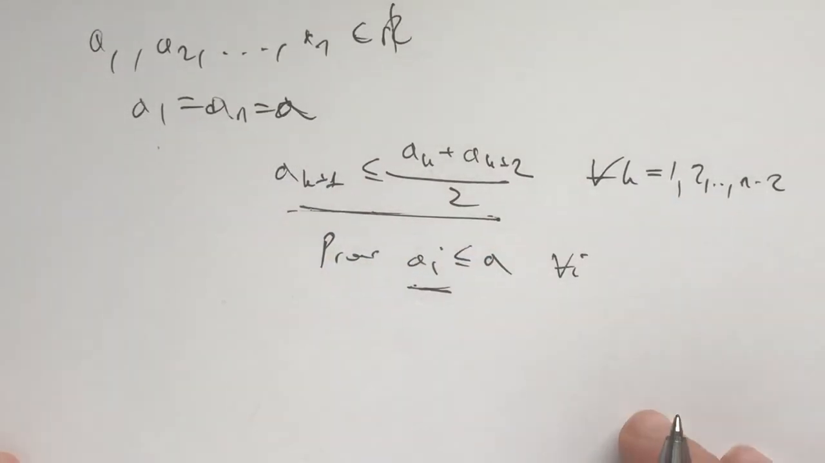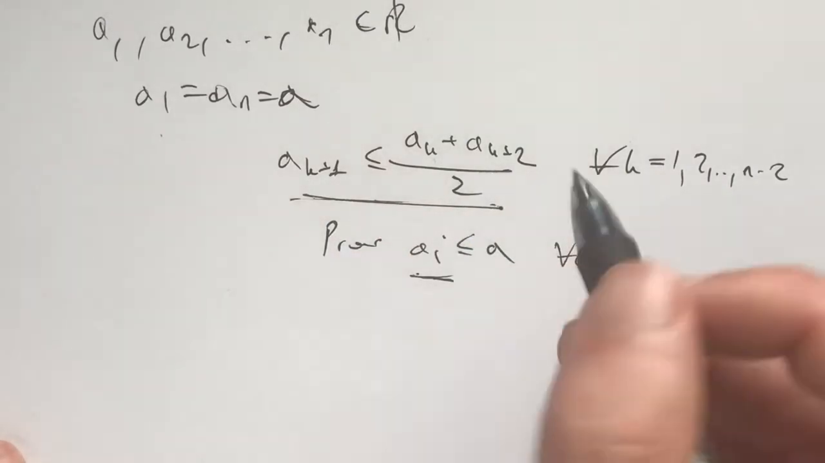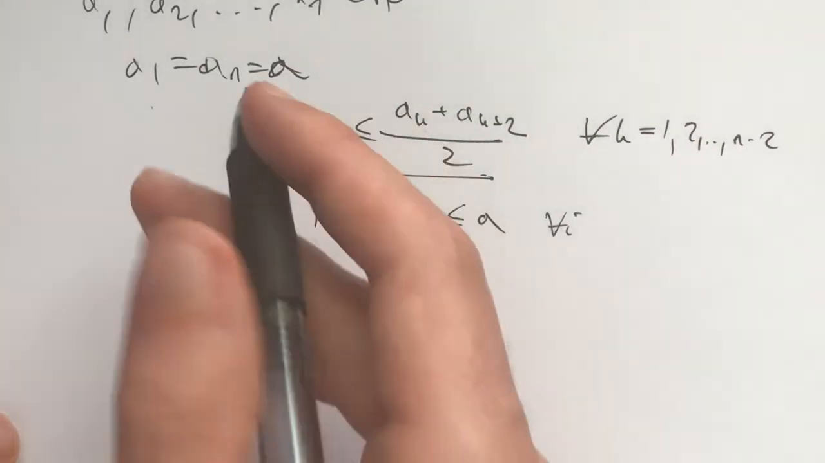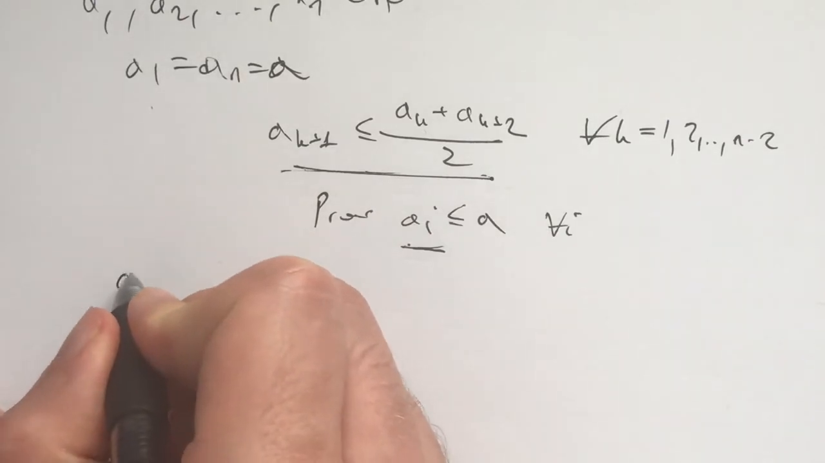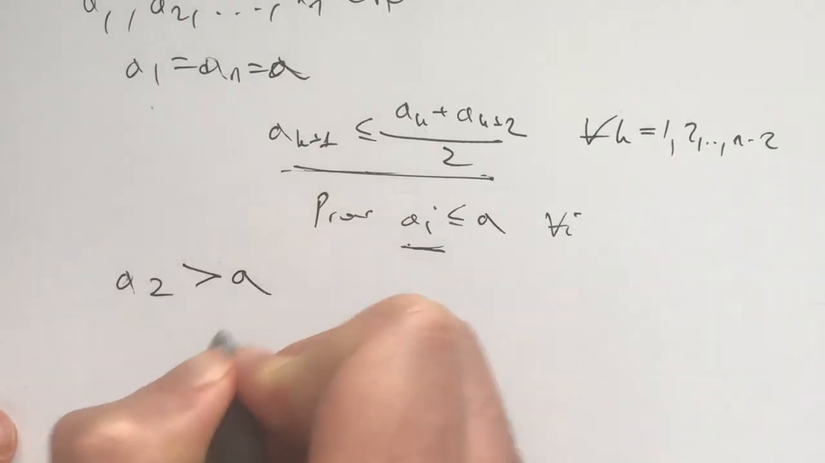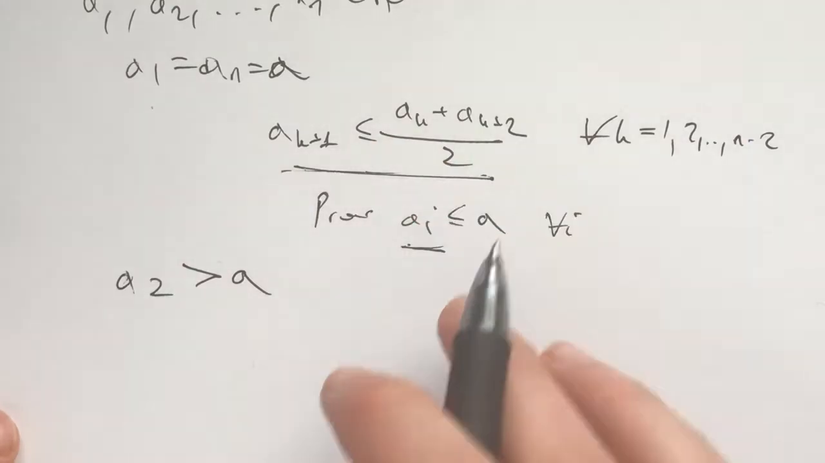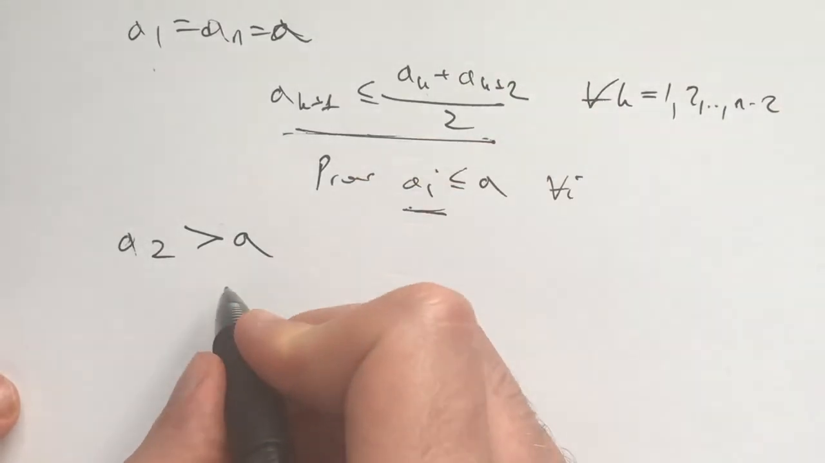So one way to play around with it is to say, okay, we know a1 and an are less than or equal to a. What happens if the contrary is true for, say, a2? What if a2 is greater than a? Well, then we must use this condition somehow, and let's see what happens.